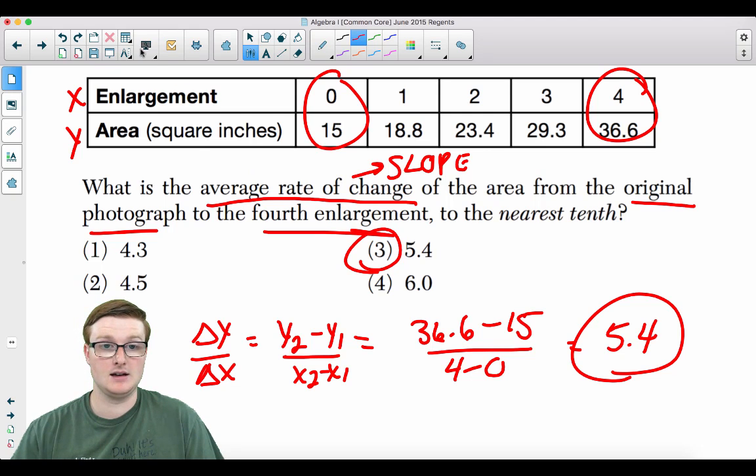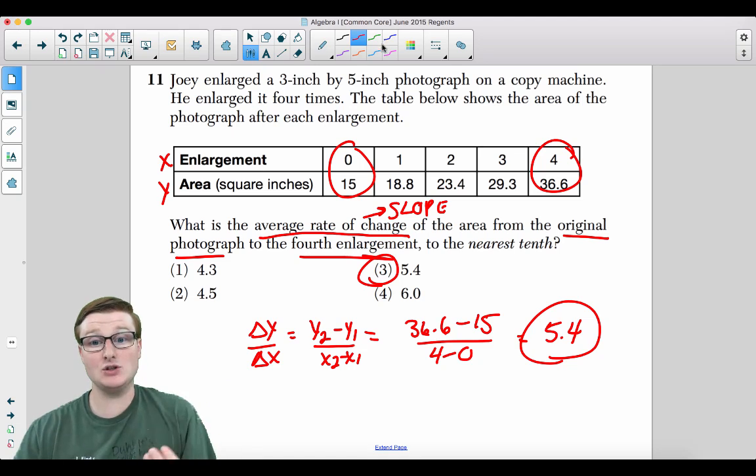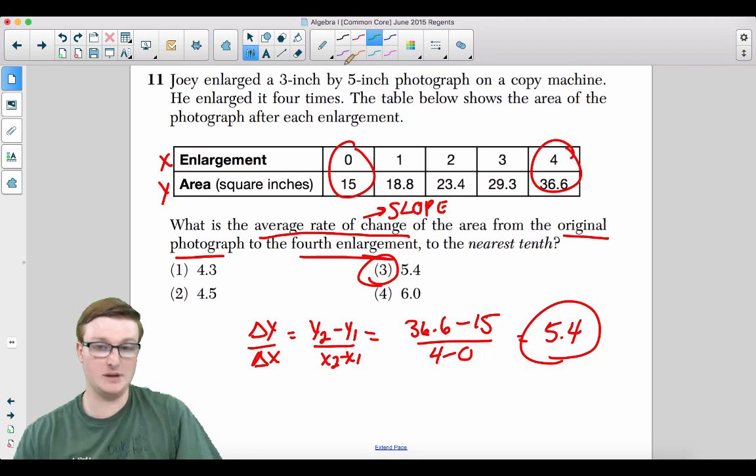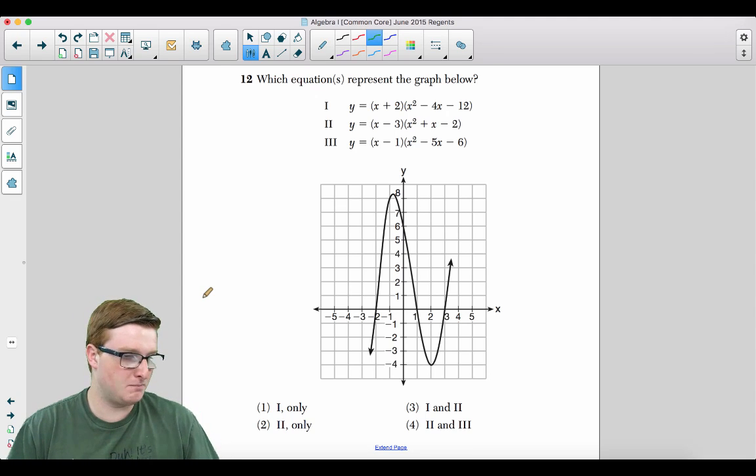Choice 3. All right. Pretty simple question. Make sure that you just know that average rate of change means slope, and you'll be fine every time. Number 12. Which equations represent the graph below?